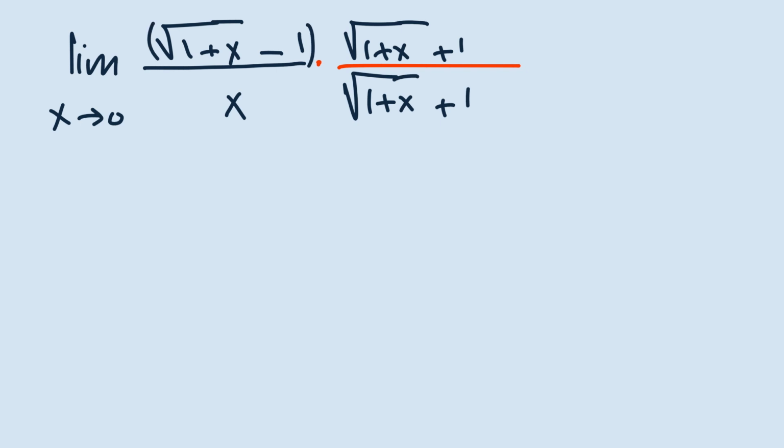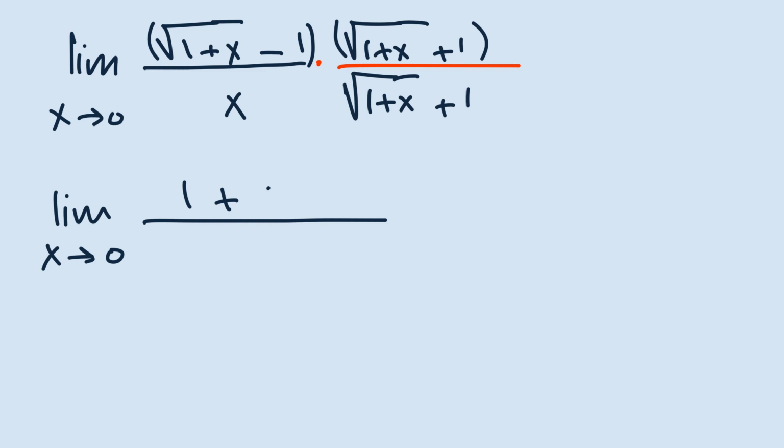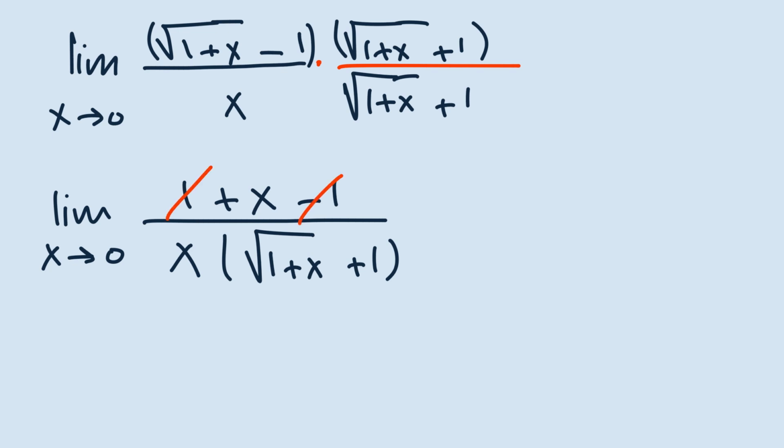As we did in our previous example, these two parentheses remind us of the difference between two squares rule. So let us just write the limit as x approaches 0. In the numerator we have 1 plus x minus 1, and in the denominator we have x times square root of 1 plus x plus 1. Now the 1 will be cancelled with the minus 1, so we will have x left, right? So now the x, I can cancel it later with x.